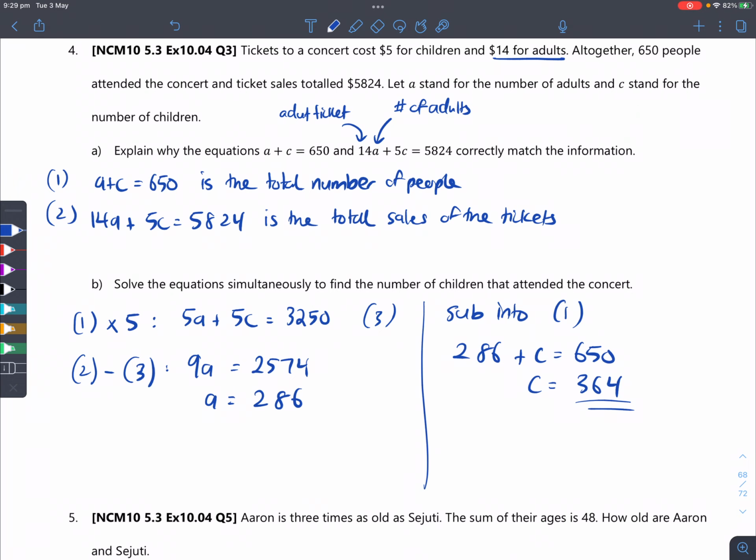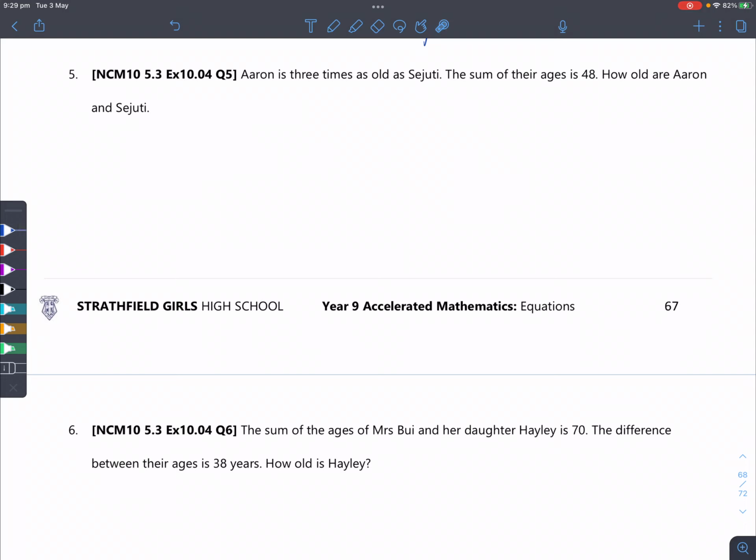Right, let's move on to question 5. Aaron is 3 times as old as Judy. The sum of the ages is 48. How old are Aaron and Judy? So I'll just let Aaron be A, okay? Aaron equals A, and so Judy equals S, okay? So Aaron, A, is 3 times as old as Judy. So A equals 3S, okay? Now the sum of their ages, which means Aaron, A, plus Judy, S, is going to become 48.